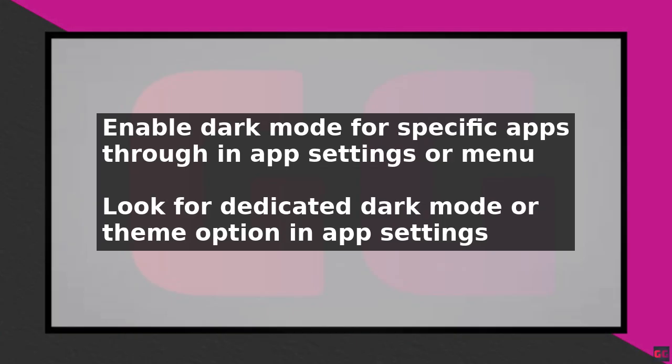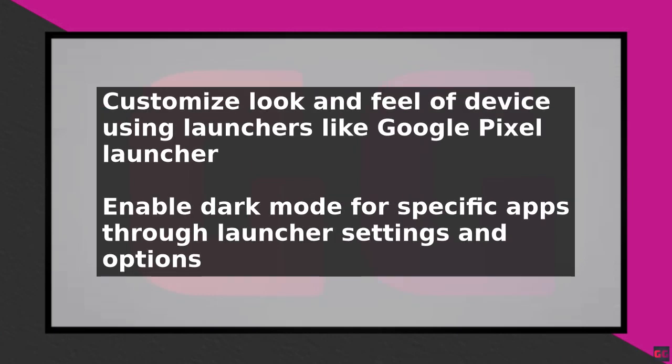To enable dark mode for a specific app, open the app and look for a settings or menu option. Some apps have a dedicated dark mode or theme option that can be toggled on. Additionally, some launchers, such as the Google Pixel Launcher, allow you to customize the look and feel of your device, including enabling dark mode for specific apps.